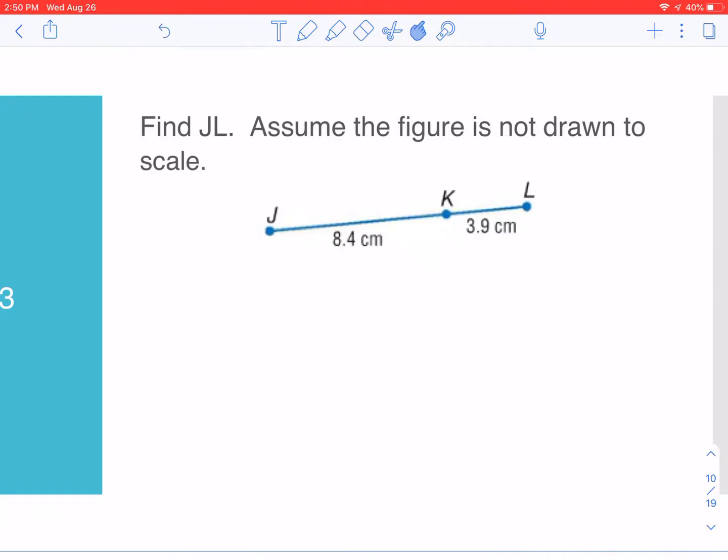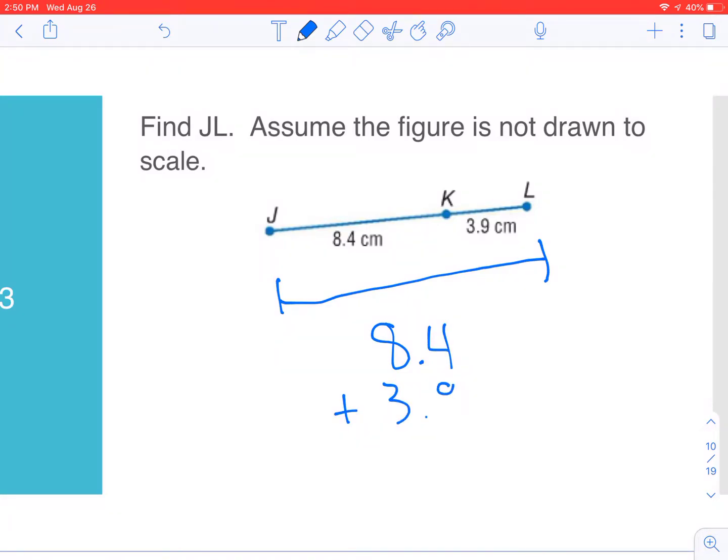All right, find JL. Anytime I see a segment, I like to draw this so I can see the total. I want to find JL, the whole thing. How do I find it? 8.4 plus 3.9. I'm going to do speed calculations for us here. Carry the 1, 12.3 centimeters. Feel free to use your calculator. Remember, feel free to pause if I'm solving a problem if you want to try it yourself on your calculator. So we just added those two together. I'm going to draw a little plus sign here.